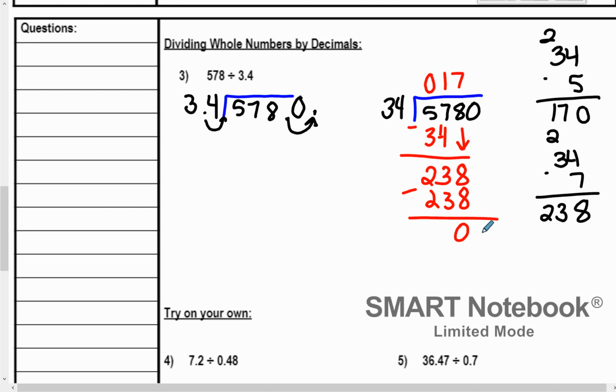Now what we're going to notice is we have an extra 0 up here, so we didn't go through all of our numbers. We could say how many times can 34 go into 0? That's 0. Or we can know just when we have a remainder of 0 and a 0 left over, we can just add that 0 up here. Our final answer in this problem is going to be 170.